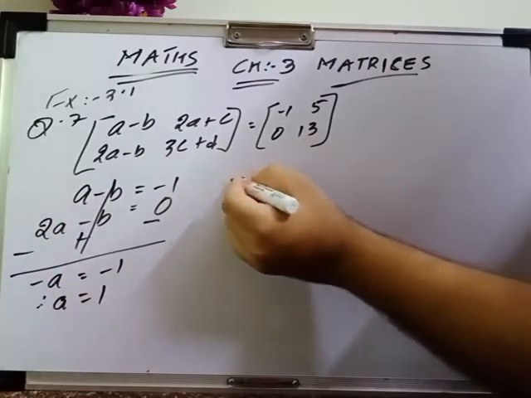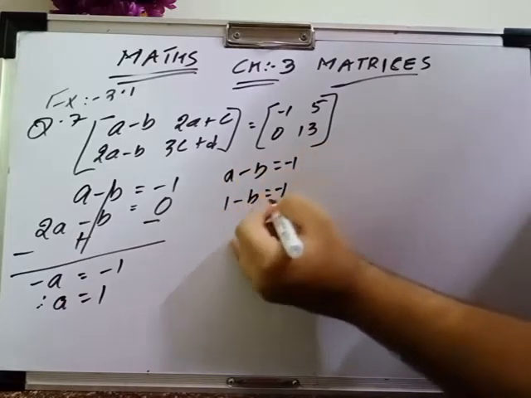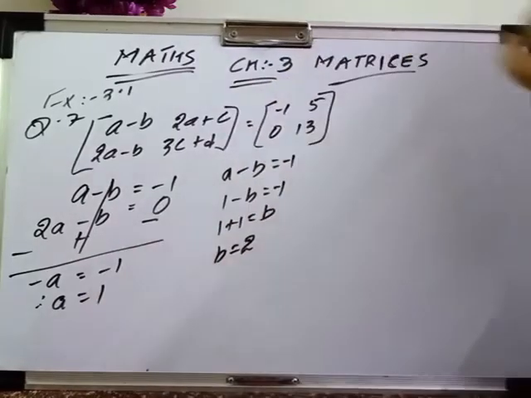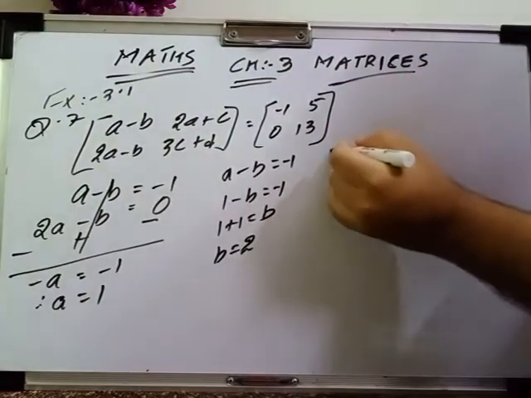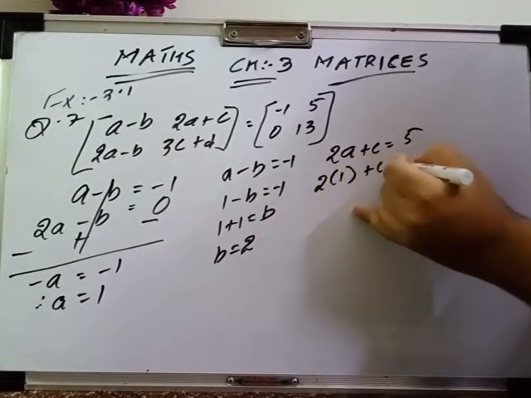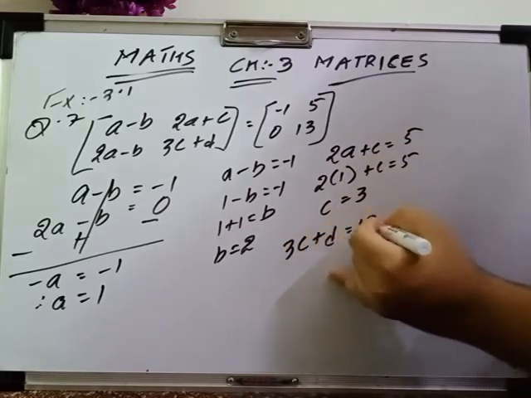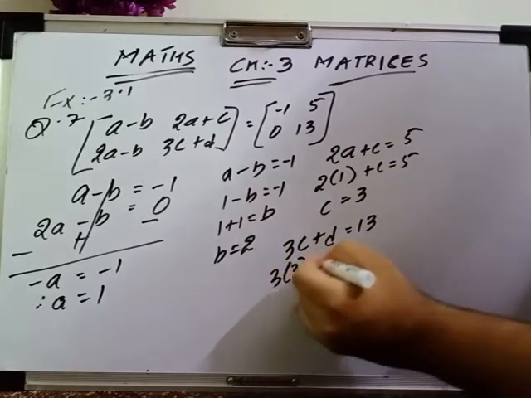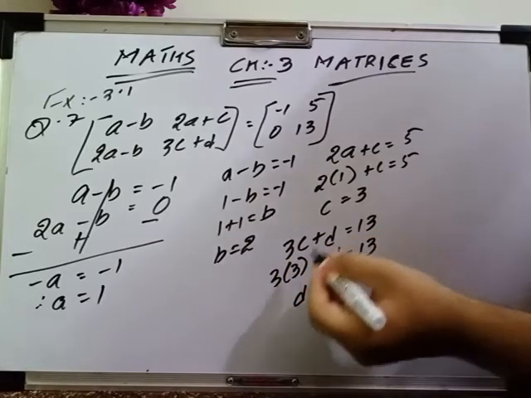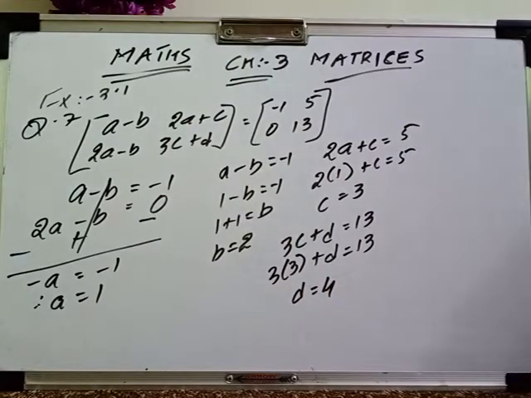We'll keep the value of a in this equation. So 1 minus b is equal to minus 1. 1 plus 1 is equal to b. b is equal to 2. Right. We'll compare this. 2a plus c is equal to 5. We'll keep the value of a as 1. Then I will have c is equal to 3, and keeping the value of c as 3 in this, then I will have d is equal to 13 minus 9. I will have d is equal to 4.